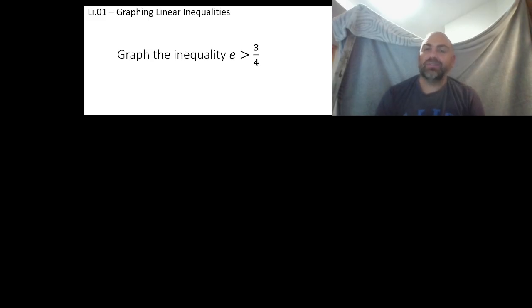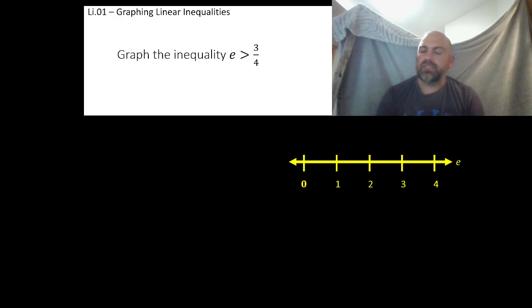Well, that tells us that we have to have our dot at 3/4. Is it going to be an open or closed dot? I hope you said open. Yeah, it's going to be an open dot. So let's draw out our number line. A couple different ways that we could do this. I decided to go with just numbers.